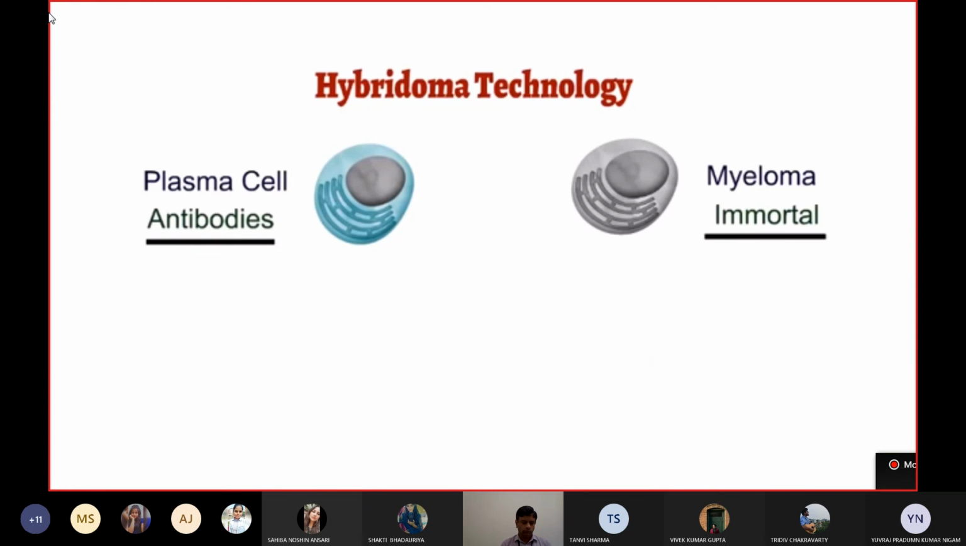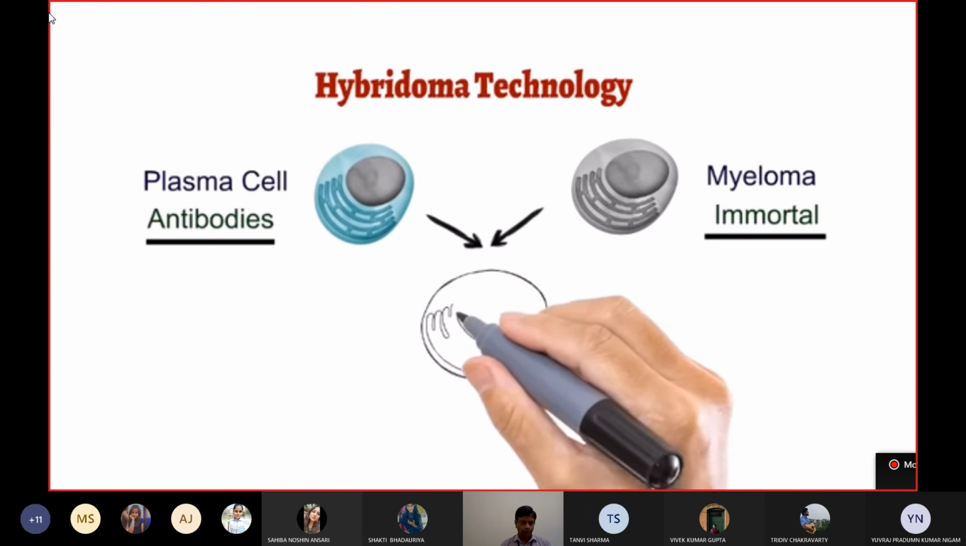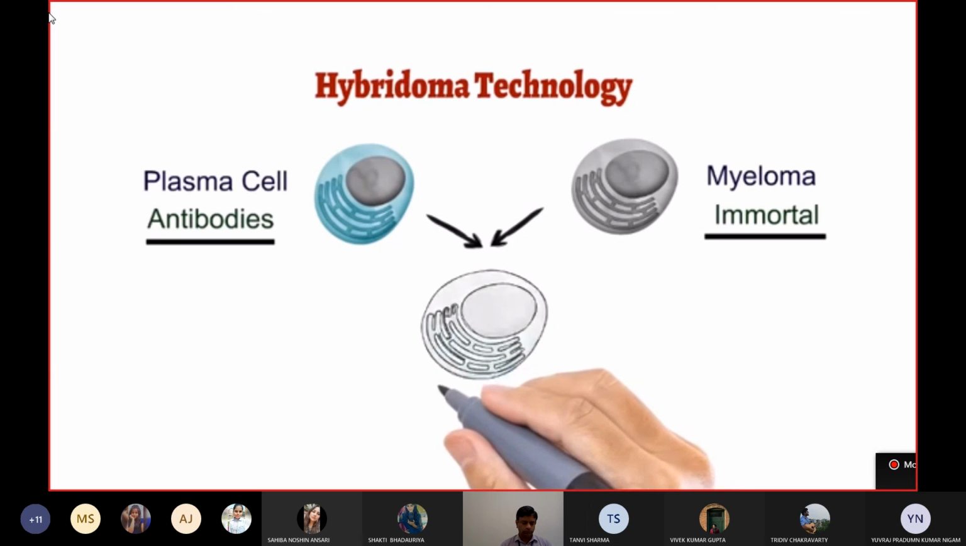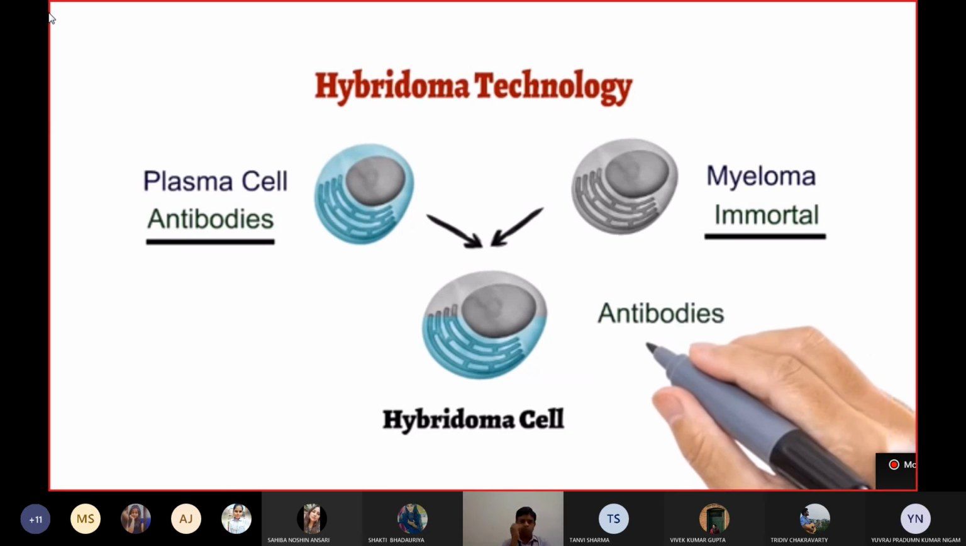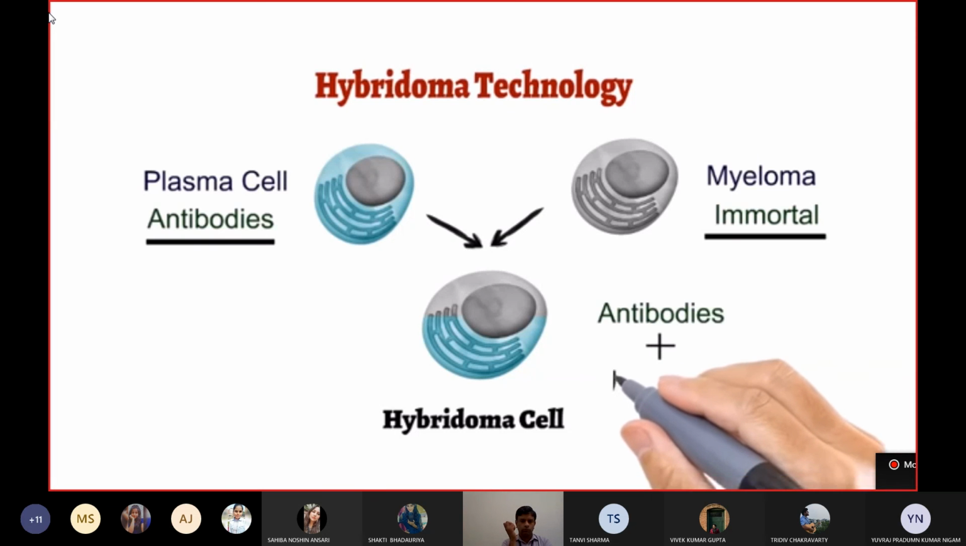in nature. The new cell which is produced due to the fusion of these two cells is called the hybridoma cell. And therefore this hybrid cell gains the property of both cells. So this cell is going to produce antibodies as well as it is immortal in nature.